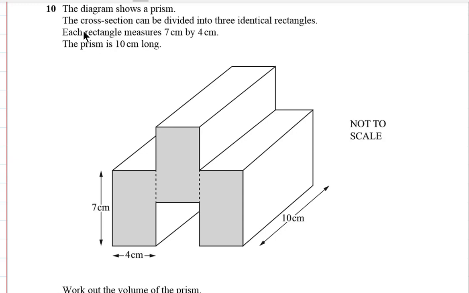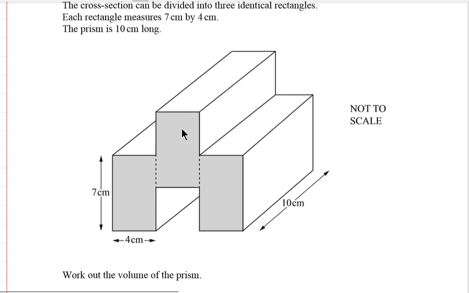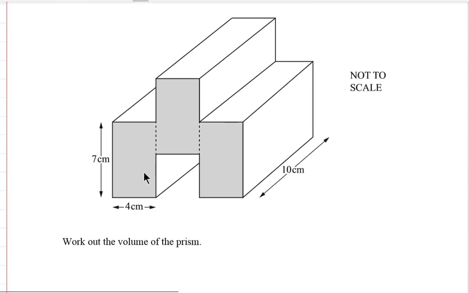Question 10. The diagram shows a prism. The cross section can be divided into 3 identical rectangles. Each rectangle measures 7 cm by 4 cm. The prism is 10 cm long. Look at the shape here. We have 3 identical rectangles, which is the cross section of this beautiful prism. The required is to calculate the volume of the prism.